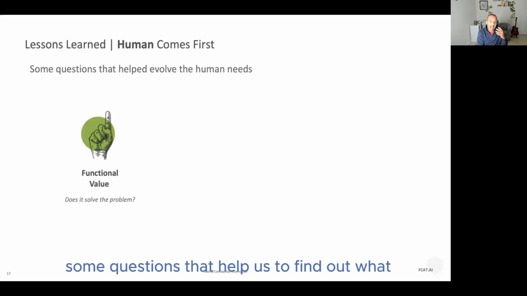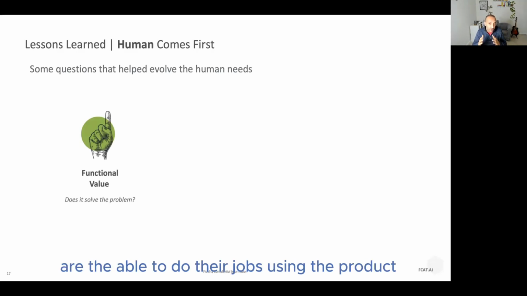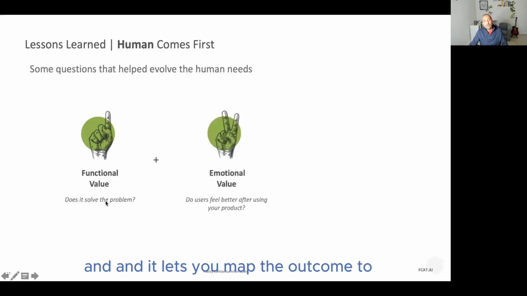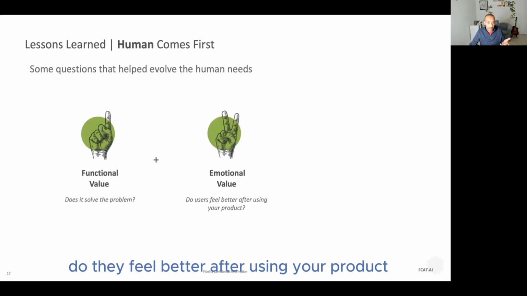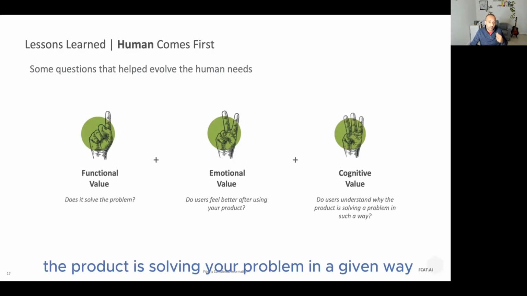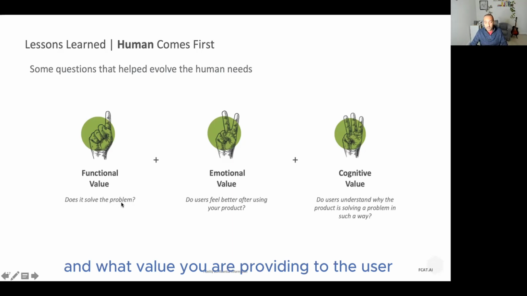Some questions that helped us to find out what the human needs were, a trifecta of 3 values, right? Functional value, which is, are they able to do their jobs using the product? Does it solve the problem? And it lets you map the outcome. 2, do they feel better after using your product? And 3, the cognitive value, which is understanding the needs and why the product is solving your problem in a given way. So you have to always start with what problem and what value you are providing to the user.